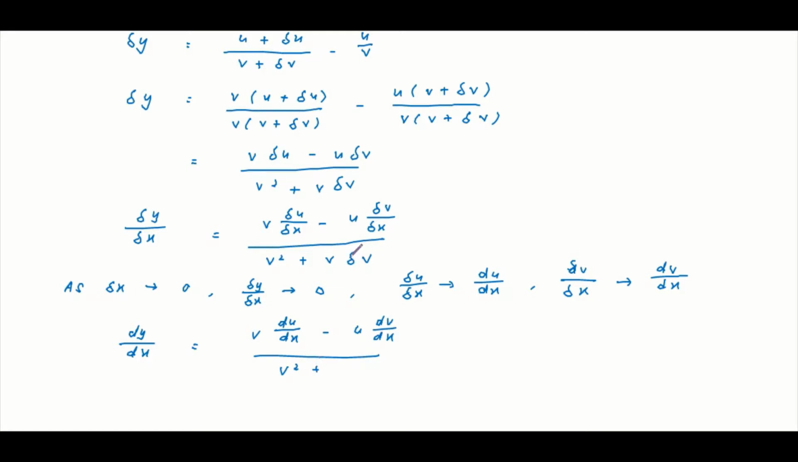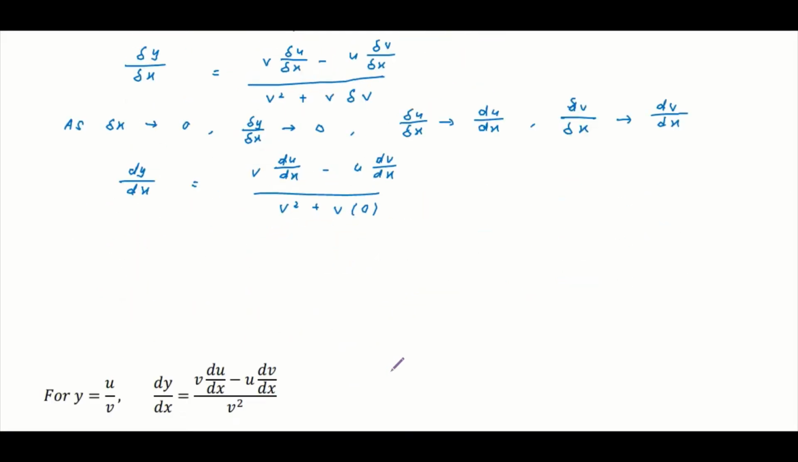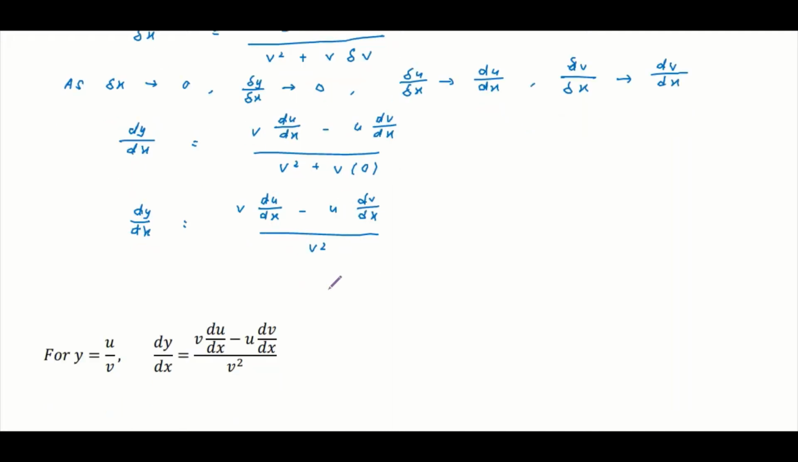What you can realize here is you have a v, then small change in v. So you can imagine that if the small change in x is approaching 0 already, the small change of v will be approaching 0 as well. So v multiplied by 0 gives you 0. That's why dy dx will actually equal v du dx minus u dv dx, then divide by v squared. So this is how the formula for the quotient rule comes from. You can see that we get exactly the same thing here.